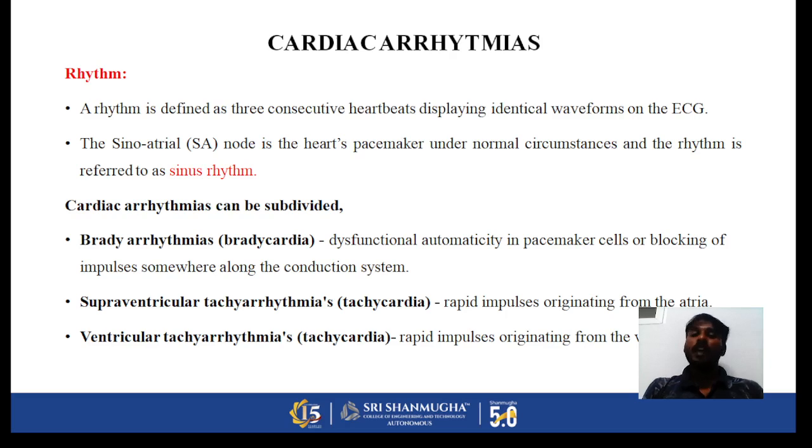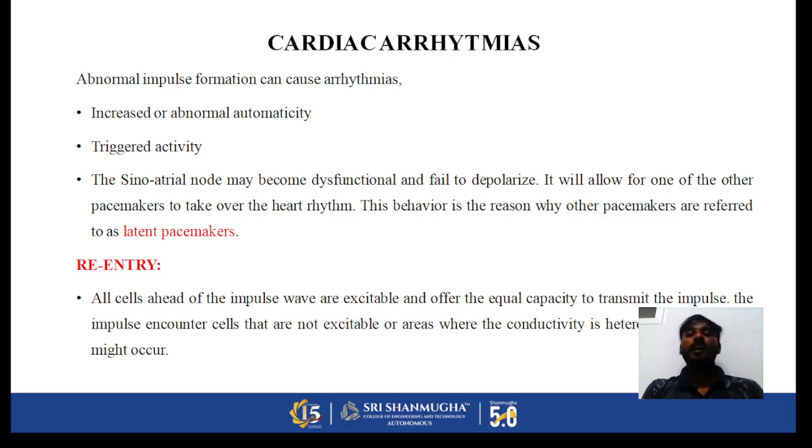Bradycardia: dysfunctional automaticity in the pacemaker cells, or blocking of the impulses somewhere along the conduction system. Cardiac arrhythmia: abnormal impulse formation can cause arrhythmias. There are three types: increased or abnormal automaticity, and triggered activity. The sinoatrial node may become dysfunctional and fail to depolarize. This allows one of the other pacemakers to take over the heart rhythm. This behavior is the reason why the other pacemakers are referred to as latent pacemakers.